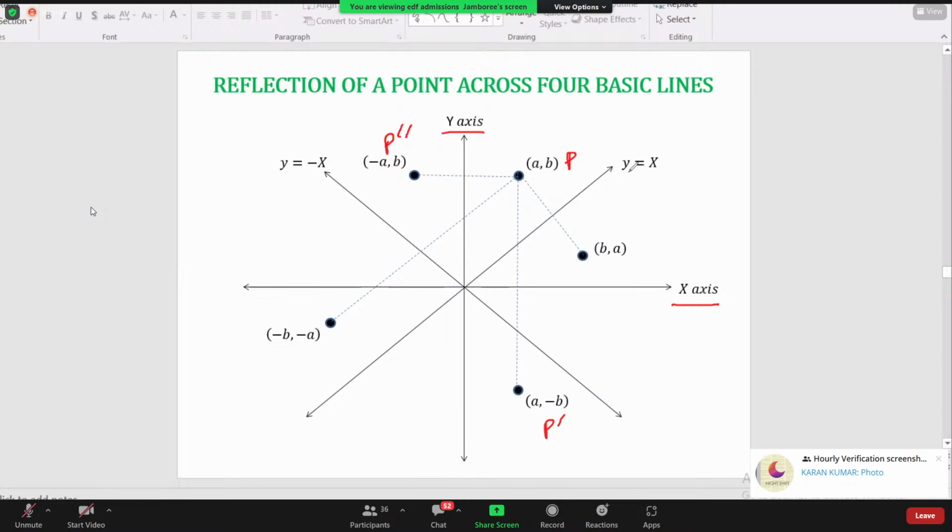If P is the object, and the mirror is placed along the line y is equals to x, you need to flip the coordinates to get the mirror images. So it will be Q, b comma a. And if P is the object and the mirror is placed along the line y is equals to minus x, then you need to flip the coordinates as well as change the sign. So the mirror image will be the point R having the coordinates minus b comma minus a. So this is the generalization which you need to remember with respect to the reflection of a point along these 4 basic lines. 30 seconds to note down the idea, and then we'll move on.